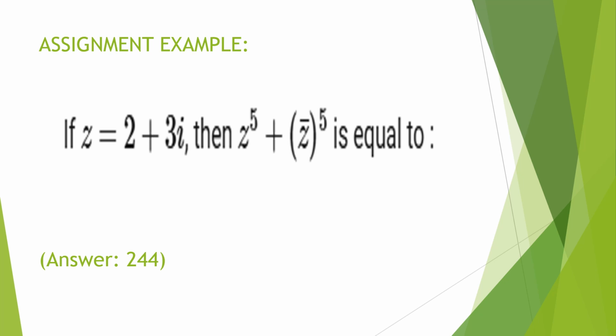Now, like the example we just did, many examples of this kind are asked. One of them is given over here, so solve it as an assignment example. If z is equal to 2 plus 3i, then find the value of z raised to 5 plus z bar raised to 5. Remember, if z is a plus ib, what is z bar? a minus ib. So you have to simplify and find the value of z raised to 5 plus z bar raised to 5. And the answer is 244.